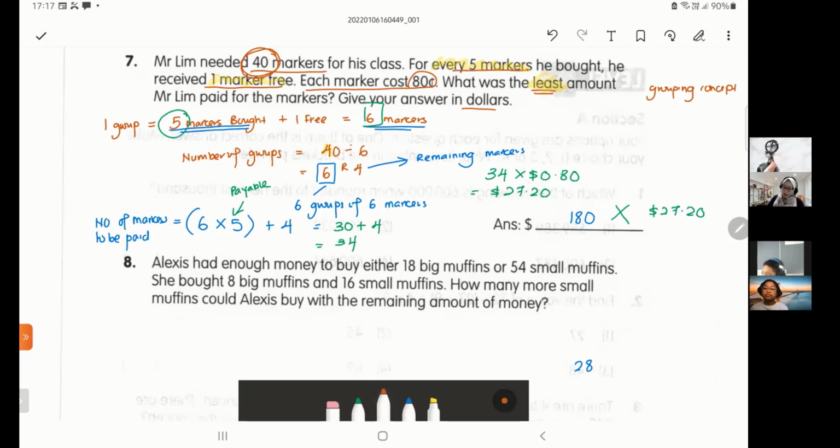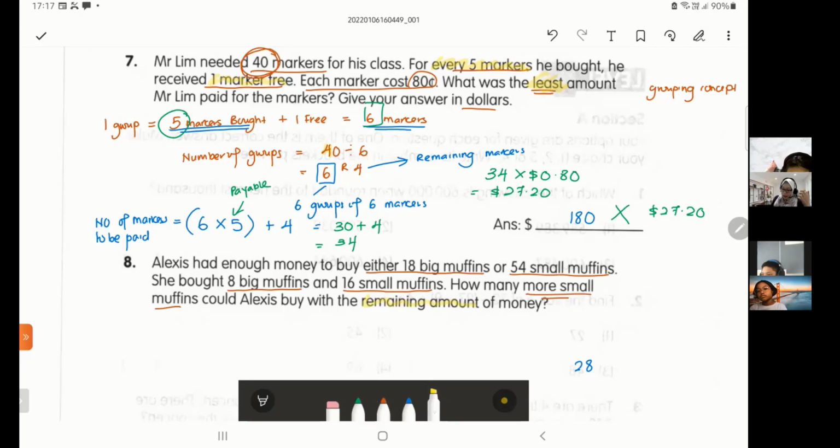Alexis had enough money to buy either 18 big muffins or 54 small muffins. She bought 8 big muffins and 16 small muffins. How many more small muffins could Alexis buy with the remaining amount of money?